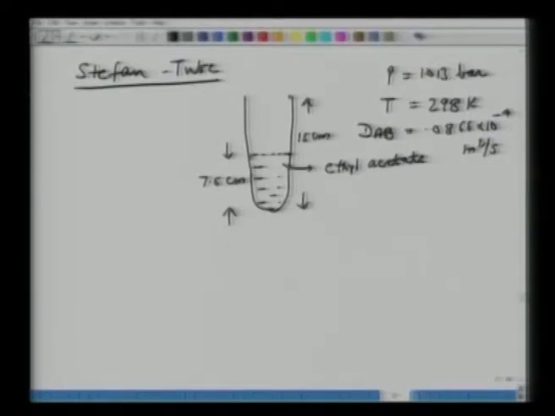So half of the tube is filled with ethyl acetate, and ethyl acetate evaporates. The rate of evaporation will of course be decided by the temperature, and at this temperature the vapor pressure of ethyl acetate is given as 0.1264 bar. So ethyl acetate evaporates, and here we have a very gentle stream of air.